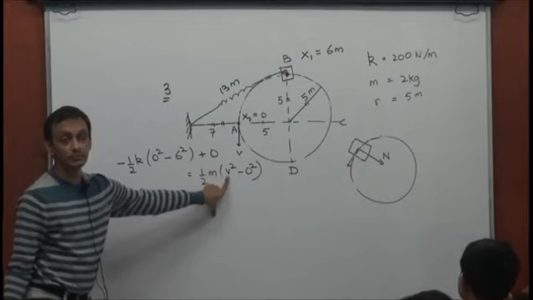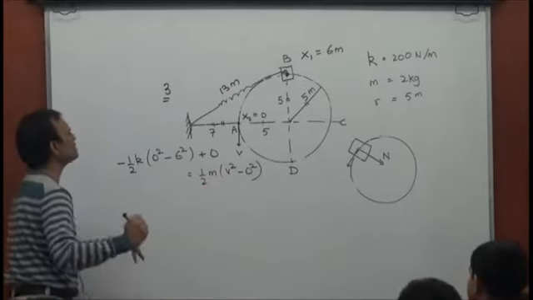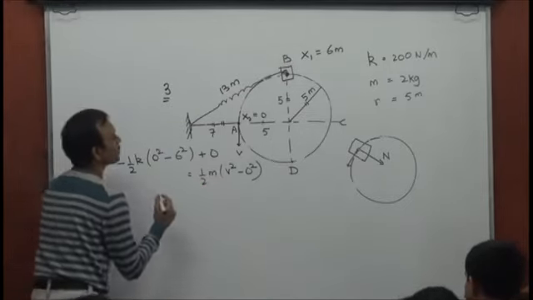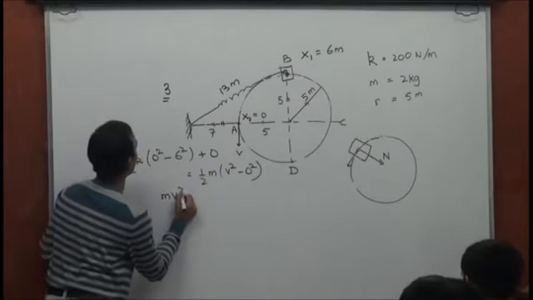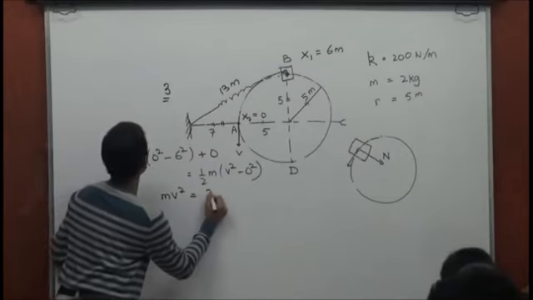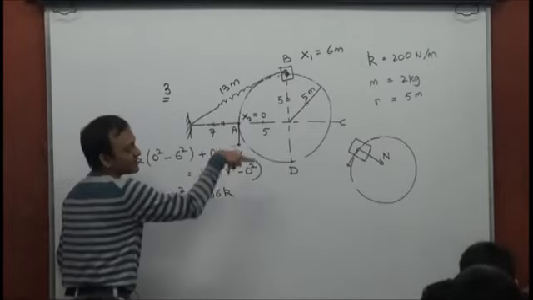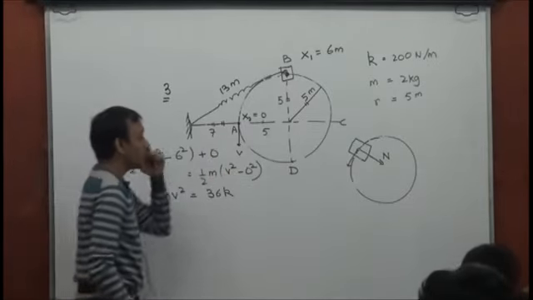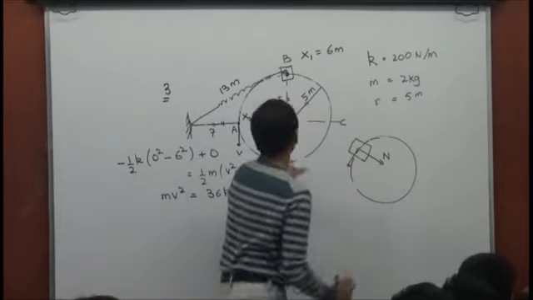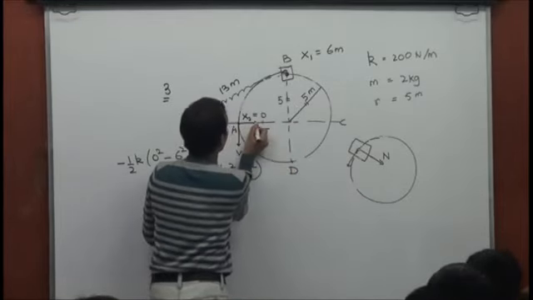This would enable computation of v. In fact, you don't even have to compute v. All that is required is to compute mv squared. Mv squared would be 36k, as you can see. Mv squared is 36k, right? That is 7,200. And we're seeking the normal reaction at A.